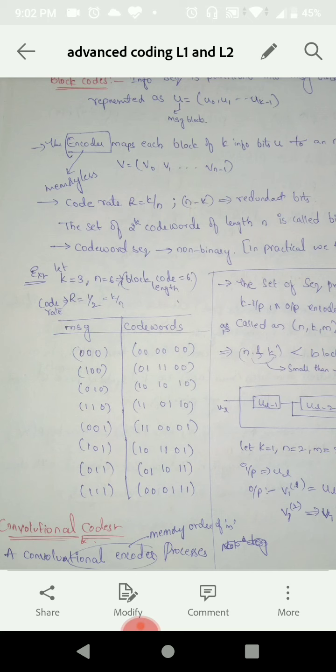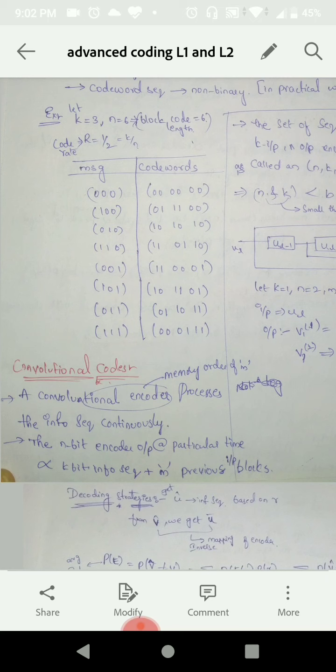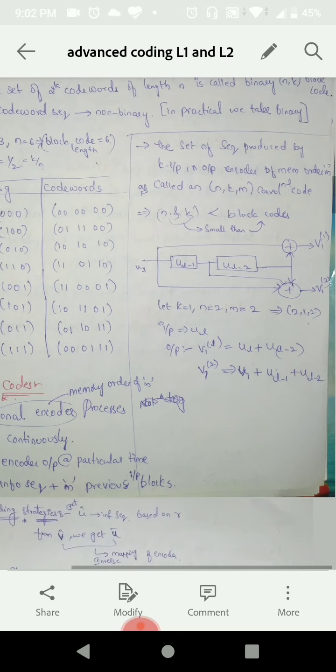Convolutional codes are memory-based codes, where the n-bit encoder output at a particular time depends upon the k-bit info signals and, at the same time, upon the m previous bits also. It is represented by (n, k, m), where n is the length of the sequence, k is the present values and m is the previous values.